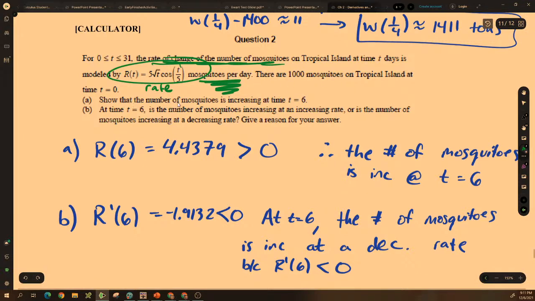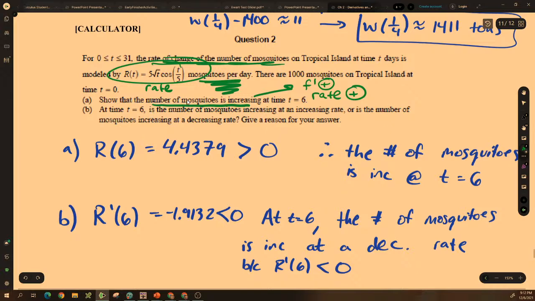They say, show that the number of mosquitoes is increasing at time 6. So if the number of mosquitoes is increasing, what that means is that f prime is positive. Now, f prime in these questions is the rate. So that means the rate is positive. Well, R is f prime. They already gave me the rate, right? F prime is the same as the rate. So R of t is the rate. So they just, instead of taking the derivative, I already have it.